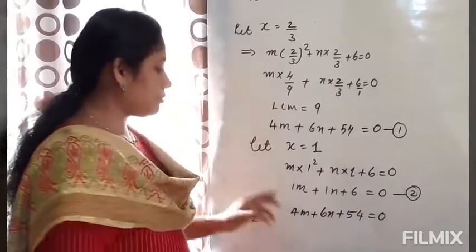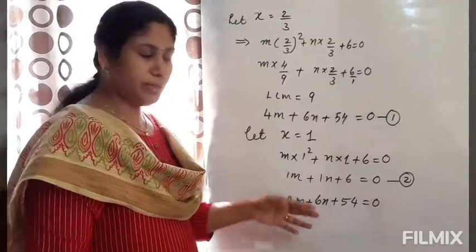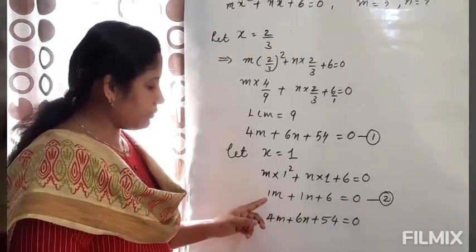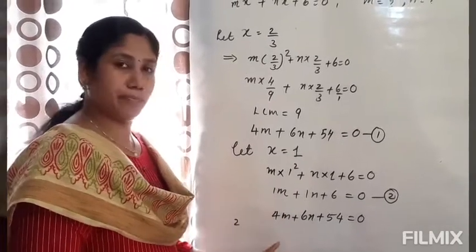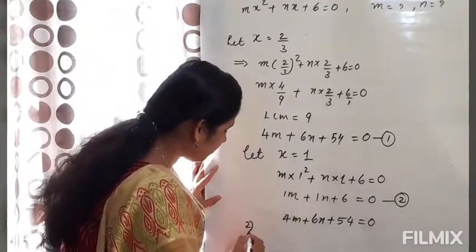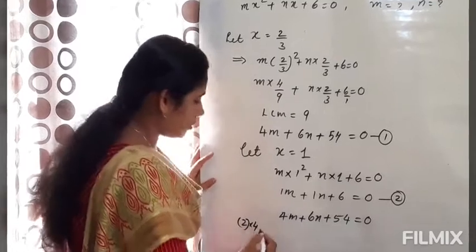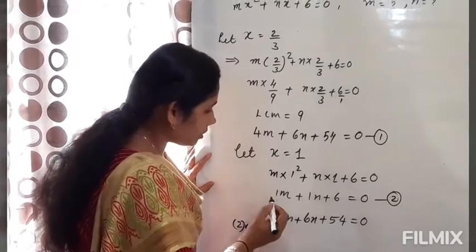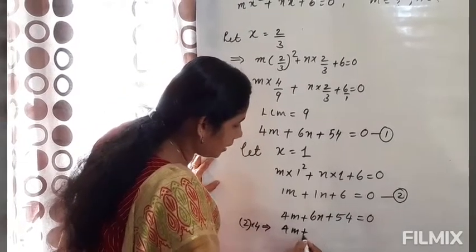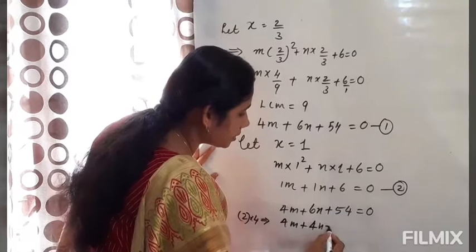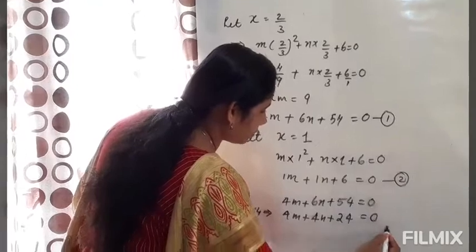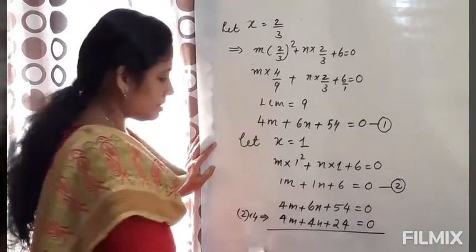So we have to use an elimination method. Any method you can apply here. I select the elimination method so that we can make the coefficient of m the same. I would like to multiply equation number 2 by 4. So what will be the new equation? This entire equation by 4: 4m plus 4n plus 4 6s are 24 equal to 0. Now subtract them.